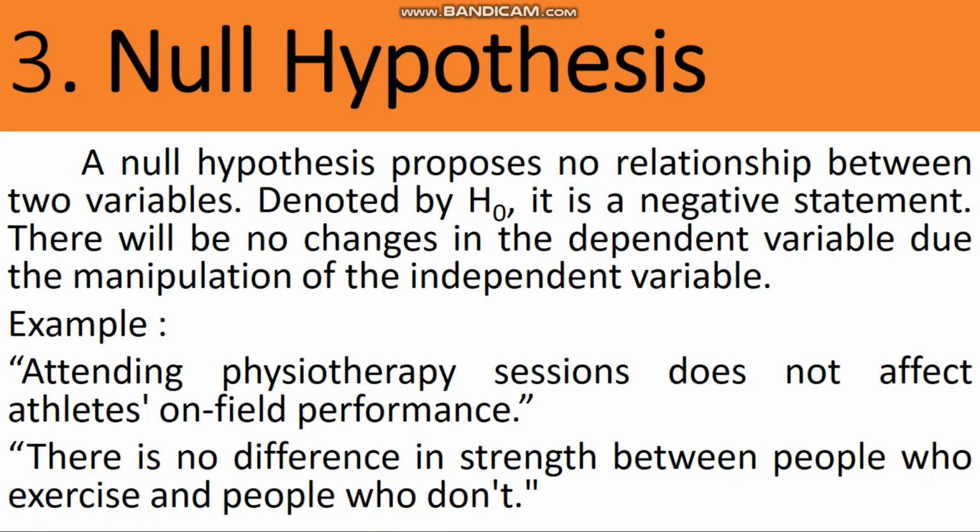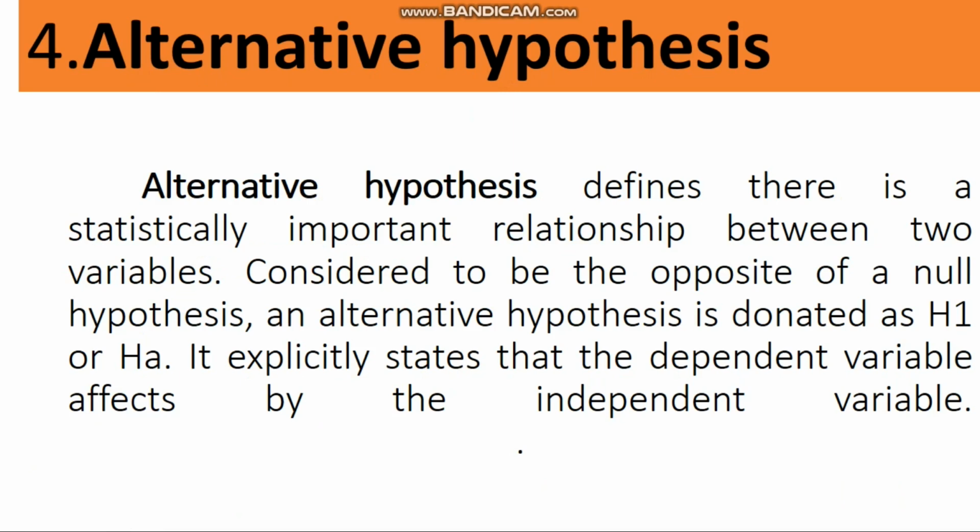Usually, researchers reject the null hypothesis. When the null hypothesis is rejected, at that time automatically the alternative hypothesis will be accepted. It is just the opposite meaning of the null hypothesis. The null hypothesis specifies there is no relationship, but the alternative hypothesis specifies a relationship between two variables. Usually it is specified with the terms H1 or HA. So there is a relationship between dependent and independent variables.